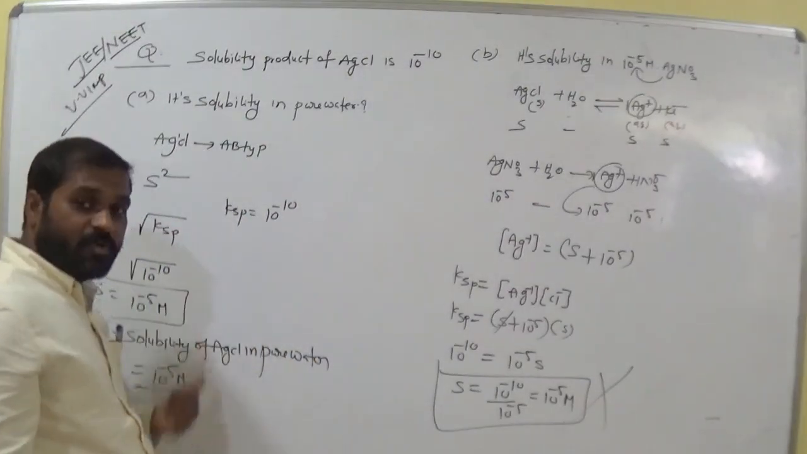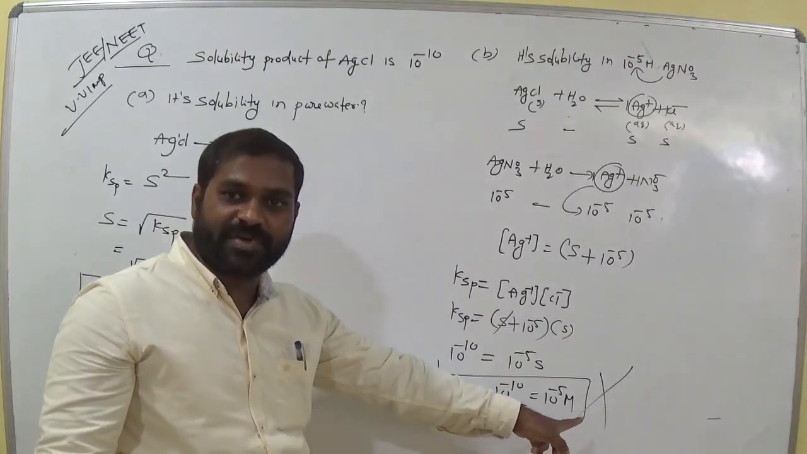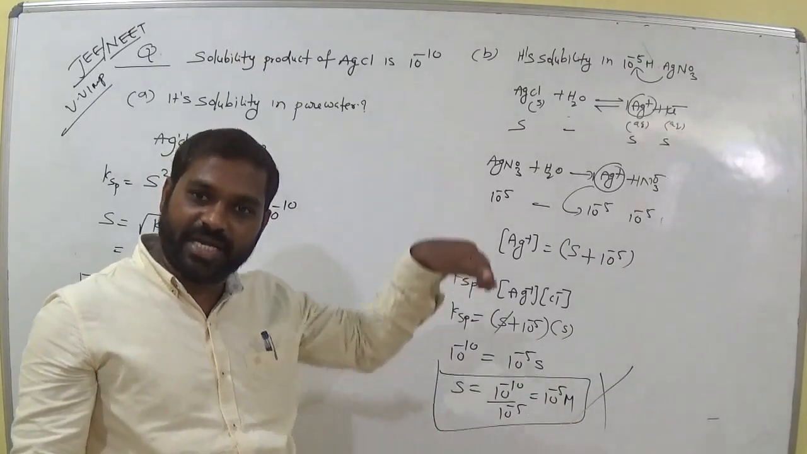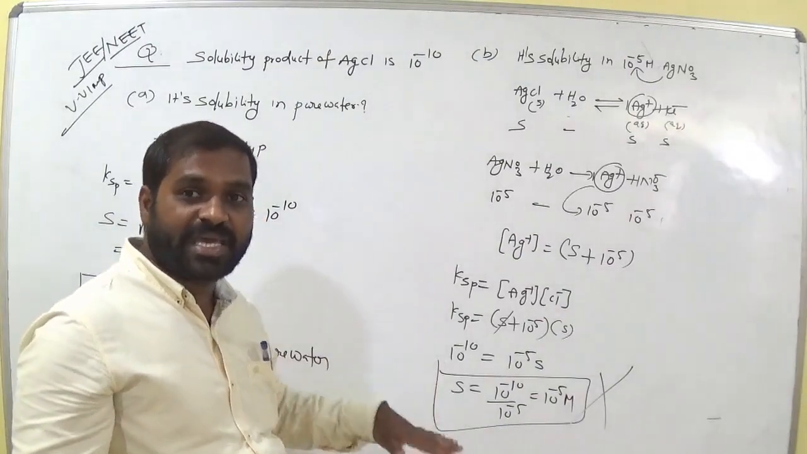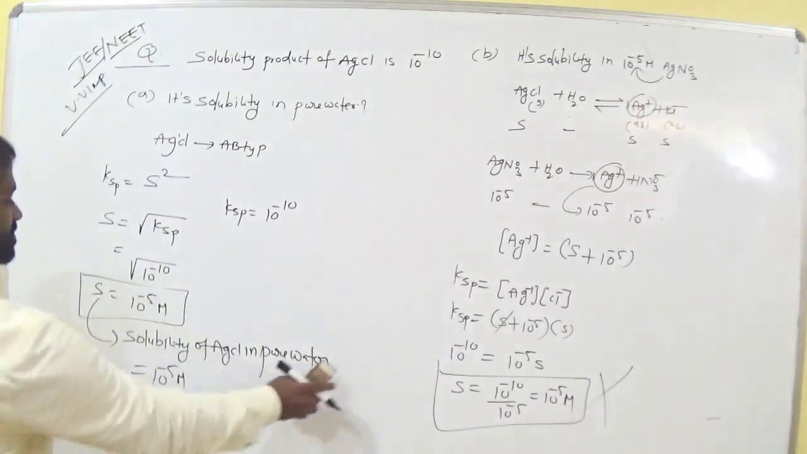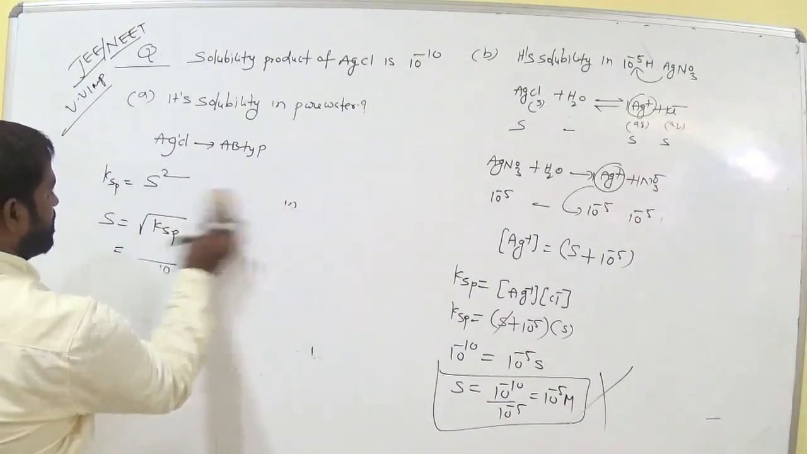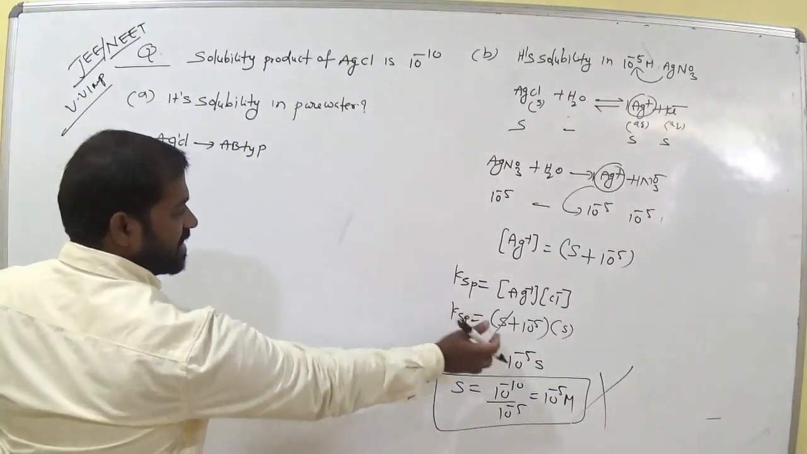Because in pure water the solubility is 10 power minus 5, and in silver nitrate solution it is also 10 power minus 5. But actually what should happen? The solubility needs to decrease, am I right? But here both are the same. In this case, the S value doesn't get neglected. Remember this. So let's see what kind of solution we have for this. Don't neglect this S value here.